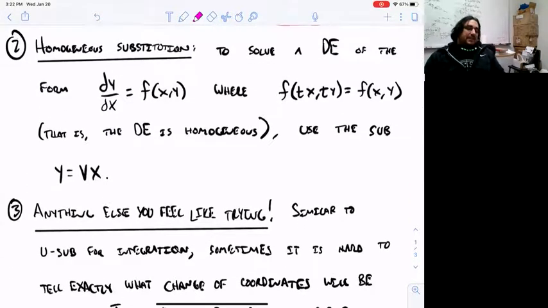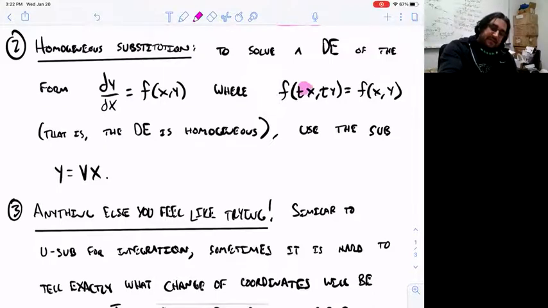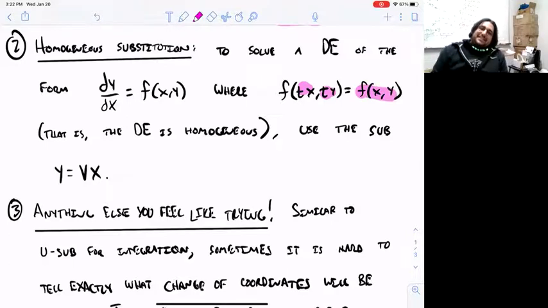If you can write your DE in that form, dy/dx equals a function of x and y, where this function on the right-hand side satisfies kind of a curious property. If you substitute tx for x and ty for y, all the t's just disappear. That's what that's saying, right? It's saying that the t's will all cancel out if you plug in tx for every x and ty for every y. That's called a homogeneous differential equation, and you can solve it using this substitution, y equals vx, right?